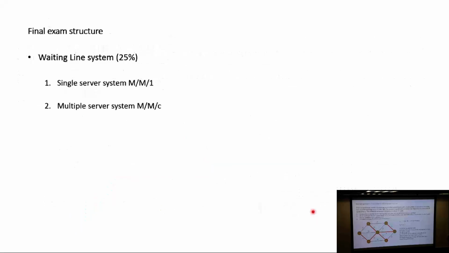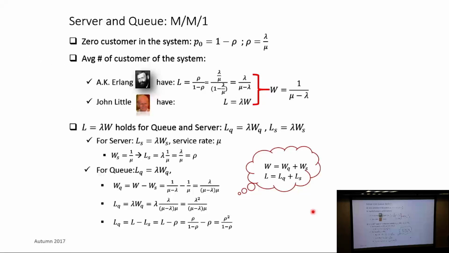Okay, and next topic, waiting line. In waiting line systems, we covered basically 2 major types: single server systems and multi-server systems. For the single server systems, I think we have solved this many times. So this is a summary of the single server systems. We have basically several things.